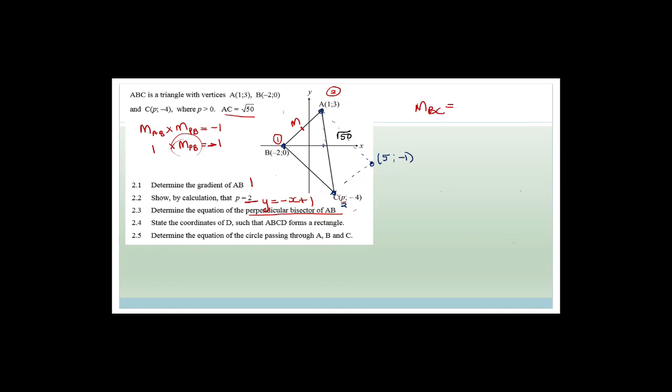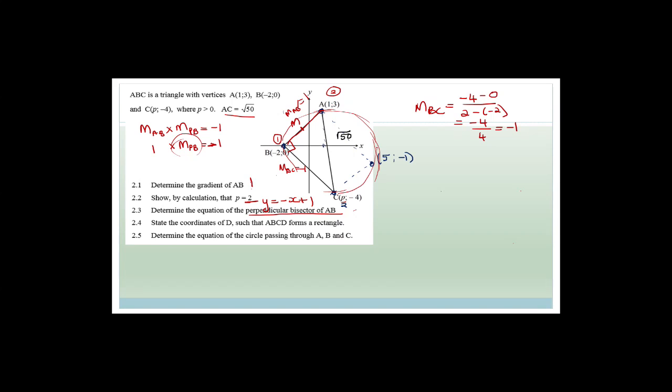So let's find the gradient of BC. The gradient of BC is going to be the change of y over the change of x. So again, let's call this point 1 and that point 2. So it's going to be minus 4 minus 0 over 2 minus minus 2, which is going to be minus 4 over 4, which is negative 1. Yay! So we know that the gradient of this line AB is 1. M of AB equals 1. We know that the gradient of BC equals negative 1. So that means that this angle here is 90 degrees, which means that this is a triangle in a semicircle.